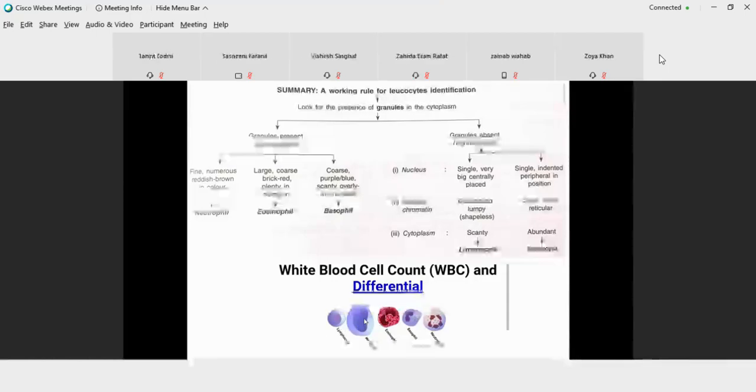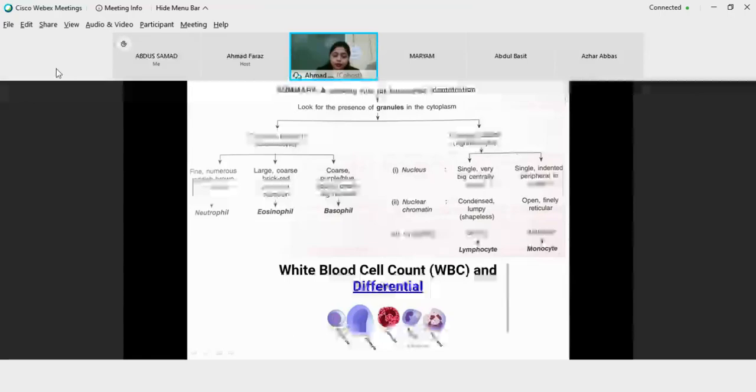Then monocyte, we can see kidney shape or indented horseshoe shaped nucleus. But in this diagram, the nucleus is not so much in peripheral position. It would be lying somewhat over here, okay? And then there's abundant cytoplasm in comparison to lymphocyte. All right? In lymphocyte, there's large, big nucleus which is present in the central position, and cytoplasm is scanty. Okay? Then the size of monocyte is also very large as compared to other cells. Got it? Am I audible? Okay, good.